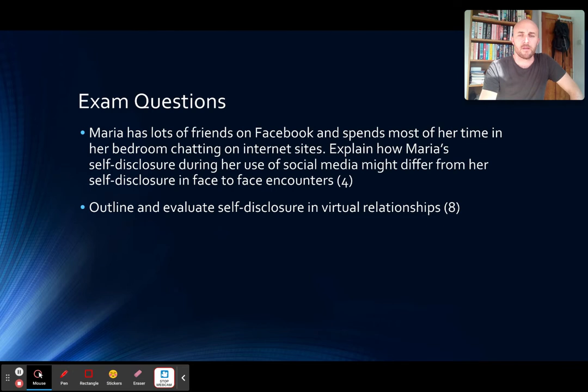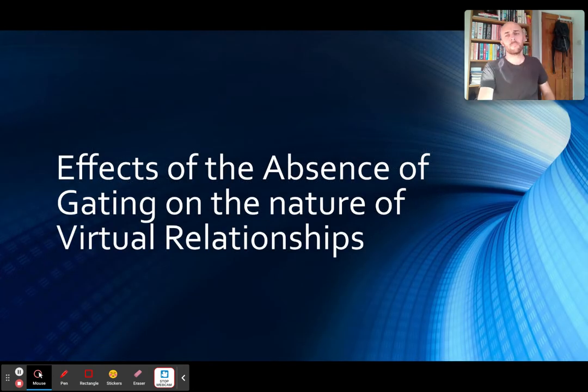Okay, so there is a question here for you. It is a 4-marker AO2 question. And then you've got: outline, evaluate, self-disclosure and virtual relationships. So you need to know at least 4 things AO1-wise for self-disclosure there. But the next thing I want to talk about is effects of the absence of gating.